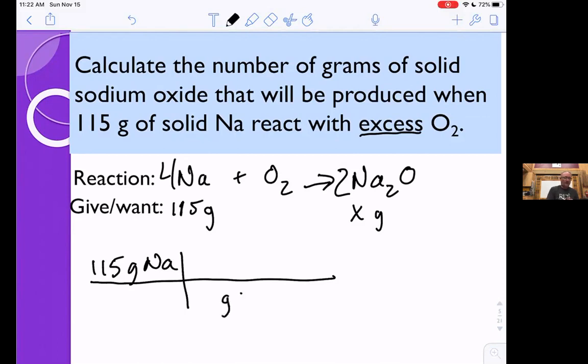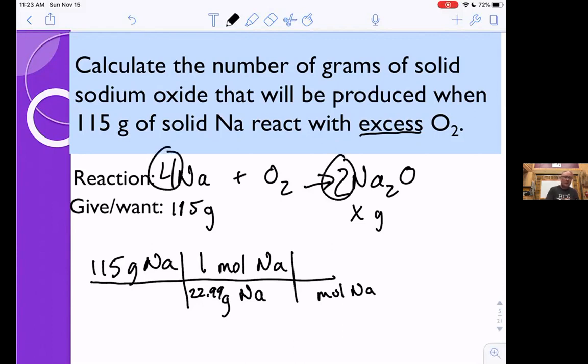I can change from grams of sodium to moles of sodium by using my molar mass of sodium, or atomic mass, if you like, from the periodic table. If I look up sodium's mass, it is 22.99, writing small, sorry about that. 22.99 grams of sodium is 1 mole of sodium. At this point, I will have converted it to moles. So I'm going to draw another line, and I am going to convert moles of sodium to what I'm looking for, which in this case, 4 to 2, I'm changing to moles of sodium oxide. There are 2 moles of sodium oxide for every 4 moles of sodium from my balanced equation.